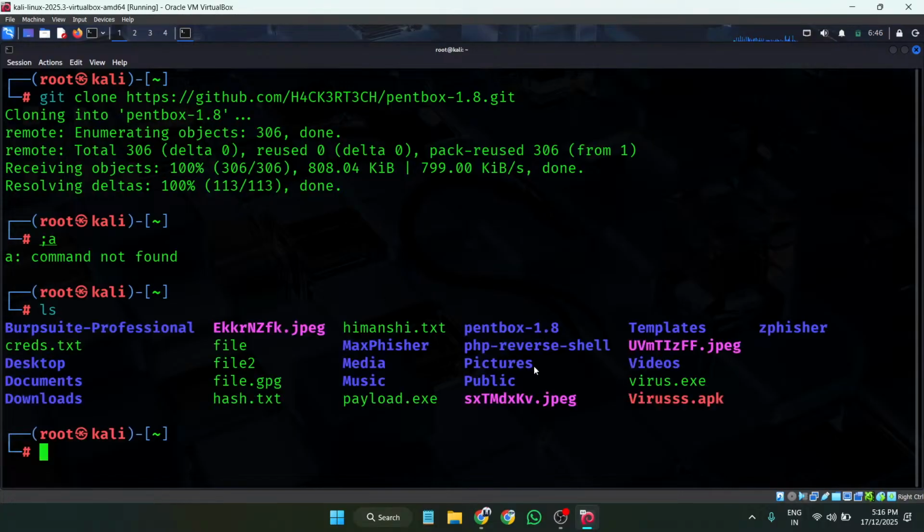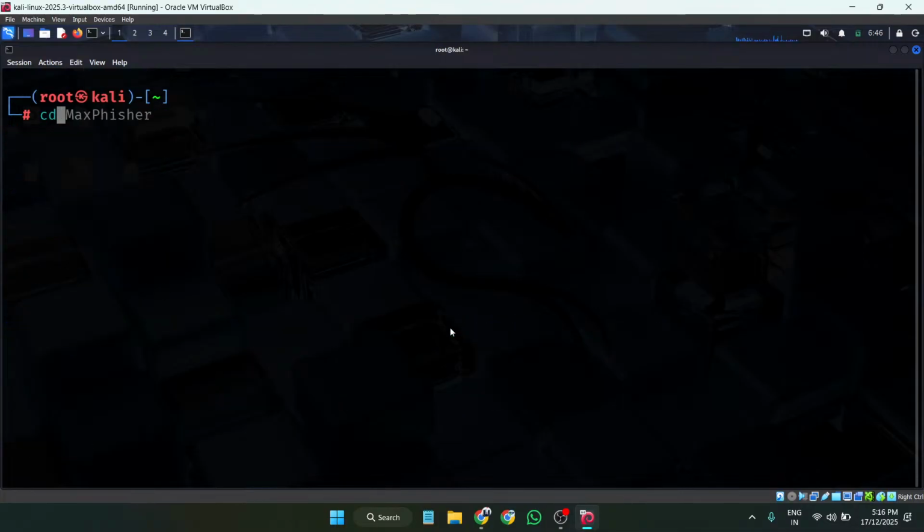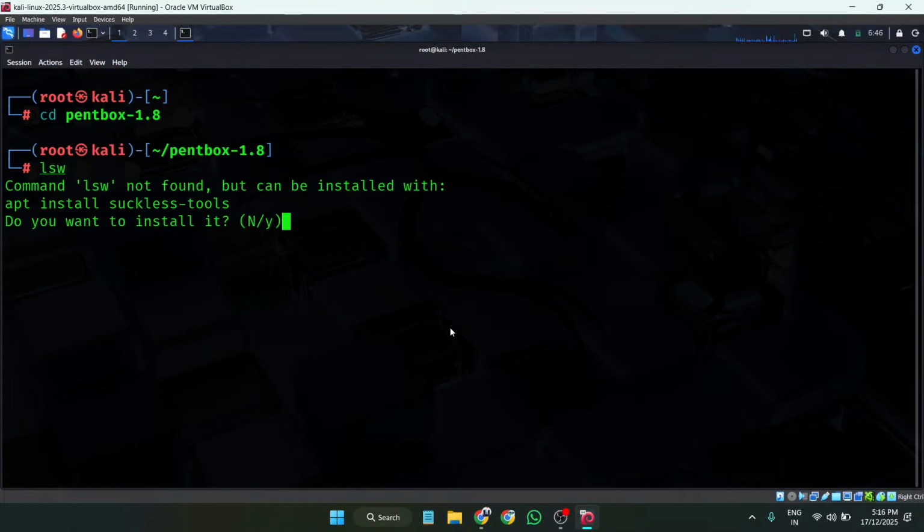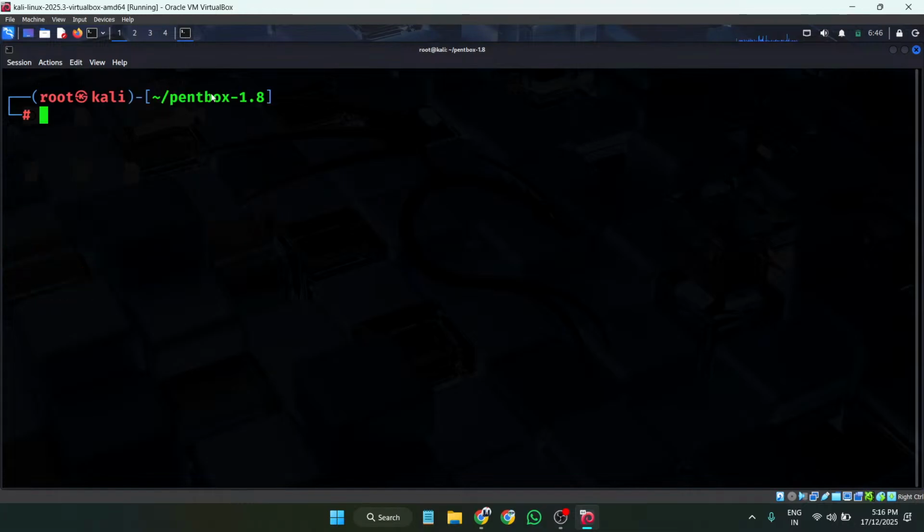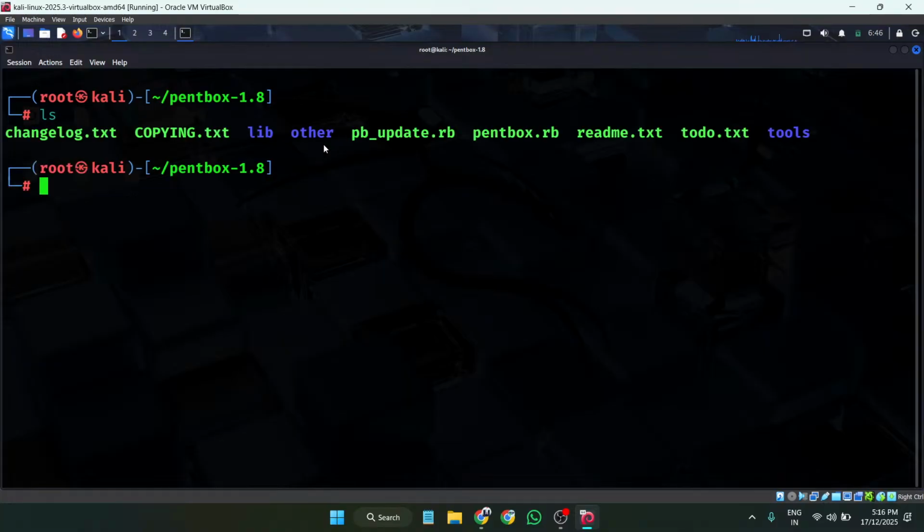Here we have Pentbox 1.8. Let's move on to this folder. I am in the Pentbox 1.8 folder, ls for listing. And here you can see, guys, we have this pentbox.rb, which is written in Ruby. This is a tool written in Ruby.